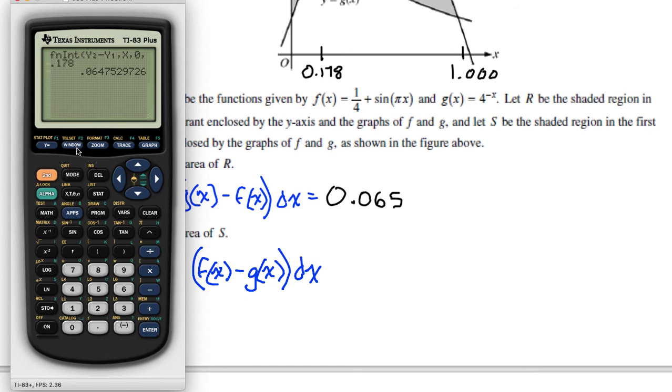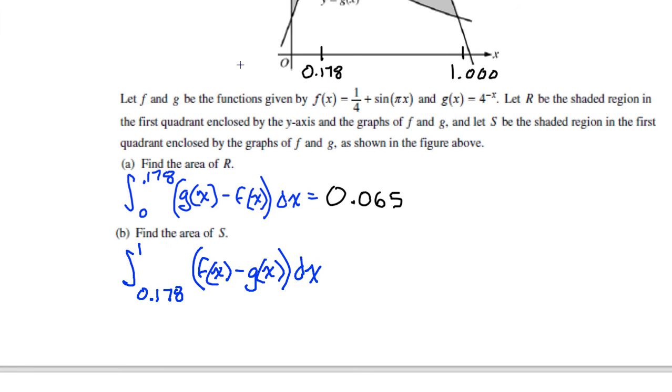All right, so let's do that on our calculator. I can't hit second enter because it's basically the same thing. So I'm going to do math 9, vars right, enter 1, so it's y1 now instead of y2 first. And then this is going to be vars right, enter 2. With respect to x from 0.178 to 1, so comma 1. And I get 0.410.